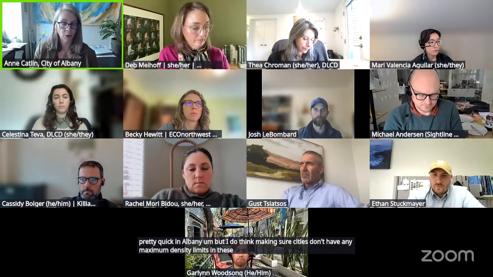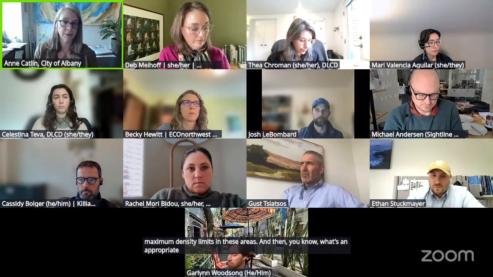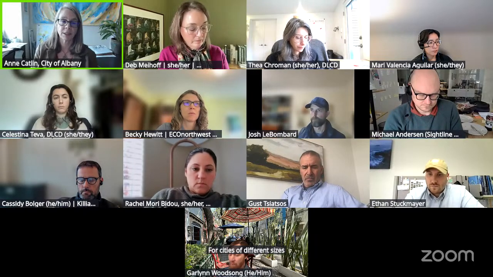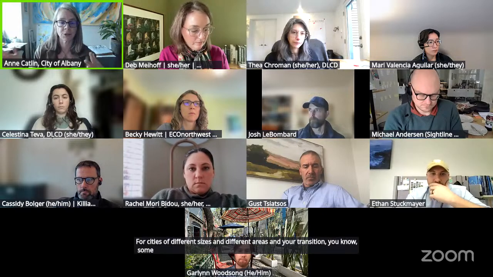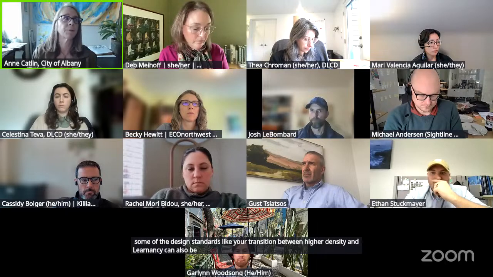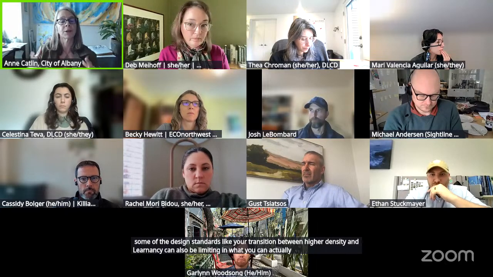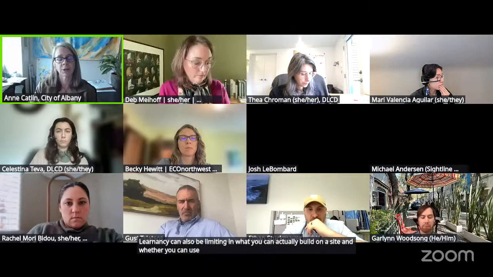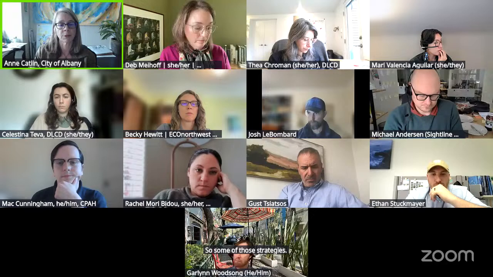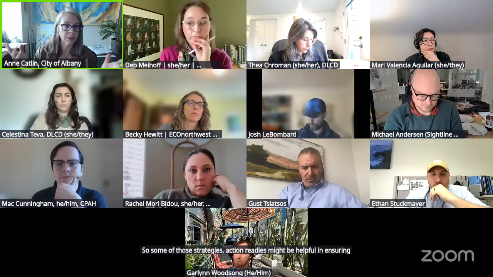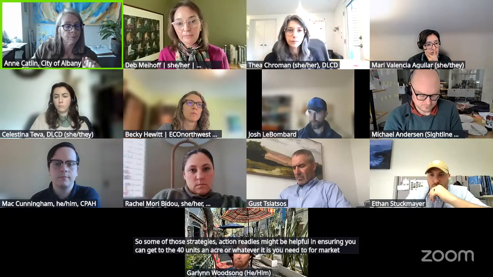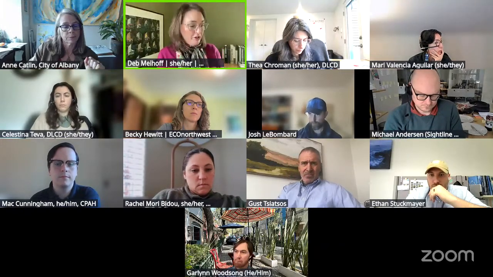And then, what's an appropriate minimum height allowance for cities of different sizes and different areas? Some of the design standards, like your transition between higher density and lower density, can also be limiting in what you can actually build on a site, whether you can use the full site capacity and lot coverage. So some of those strategies might be helpful in ensuring you can get to the 40 units an acre, or whatever you need for the market. Thank you for the additional thoughts on that.